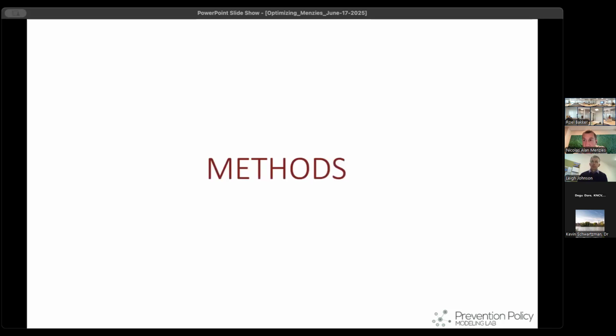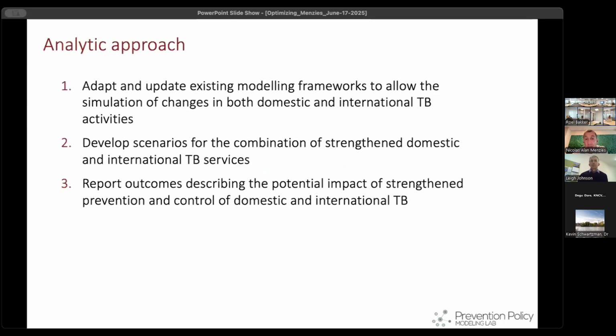So getting into how we did the study, we already had the models which we'd used for those previous studies. So we updated those modeling frameworks. They weren't just a single model, but there were connections between different models, which I'll describe in a second. So we could simulate policy scenarios involving both domestic and international activities. We developed scenarios for what those domestic and international activities would be, and then we essentially plotted the results and interpreted them.